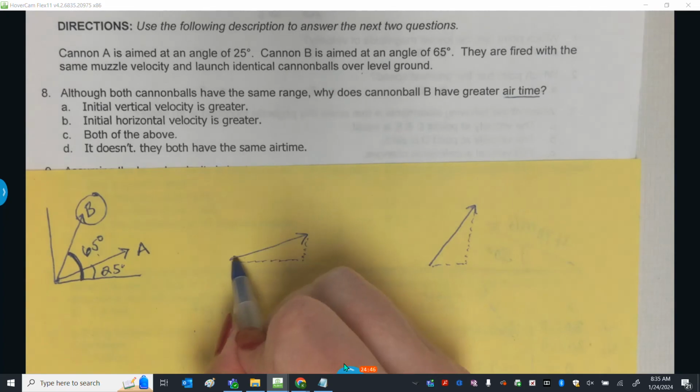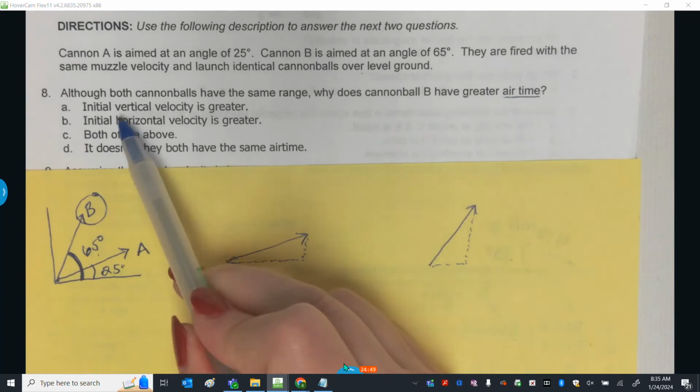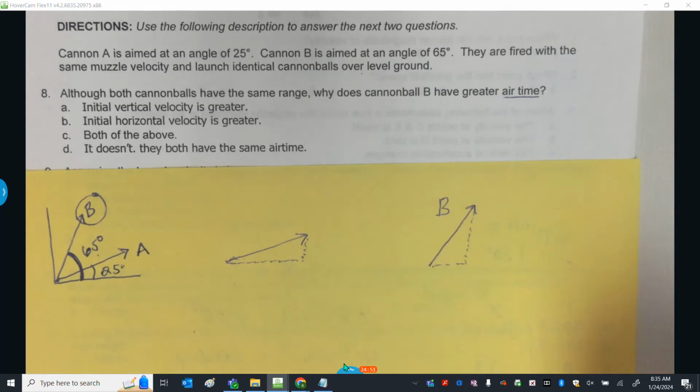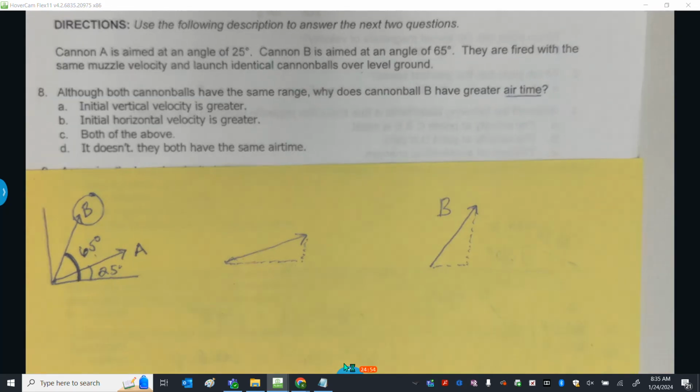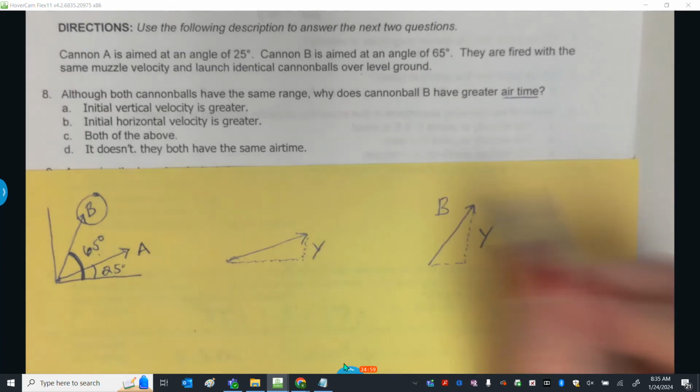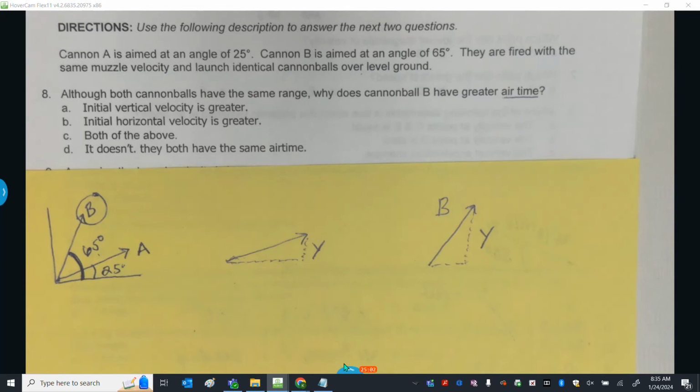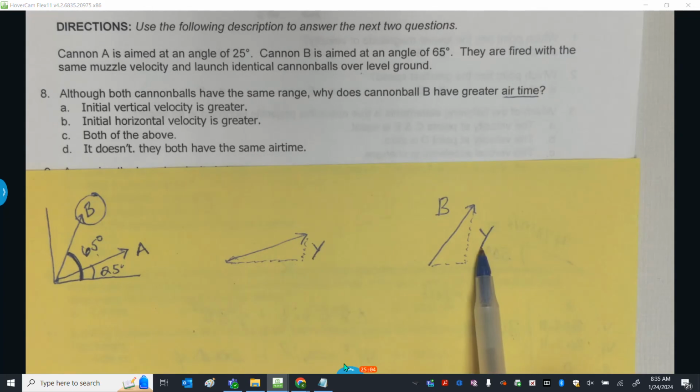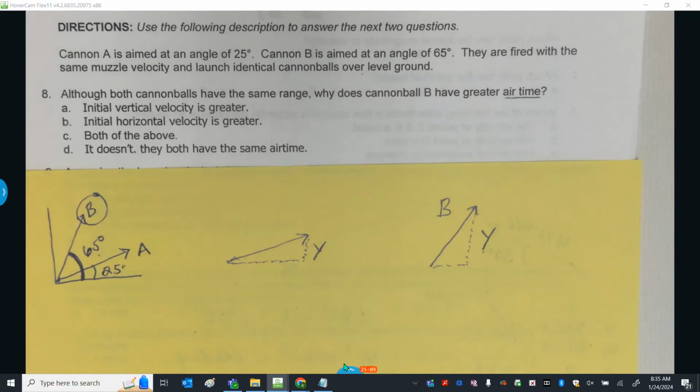But it says, why does cannonball B, this one, have greater airtime. And your first option is initial vertical velocity is greater. So that's this component. And it absolutely is greater because it's a more vertical angle. You're going to have a greater component in the y direction. So statement A is true. Statement B is not. These both can't be true. Initial horizontal velocity is greater. No, it's not. This is smaller. This is much more horizontal. Okay, but having a larger horizontal component doesn't give you more airtime. It's the vertical component that does. So A is your answer.